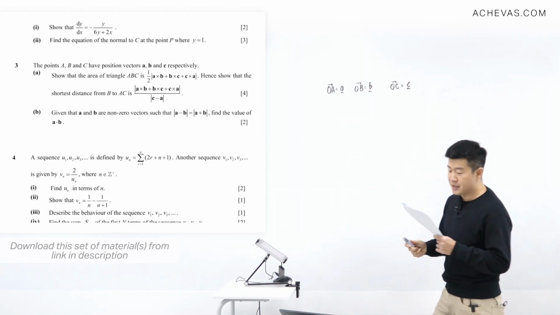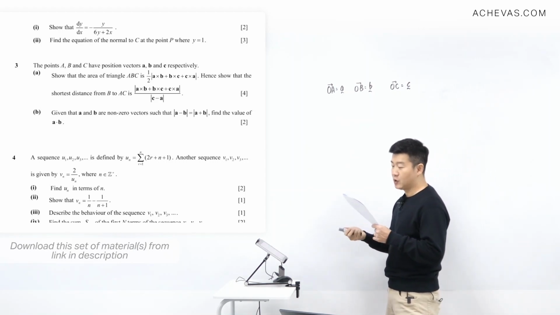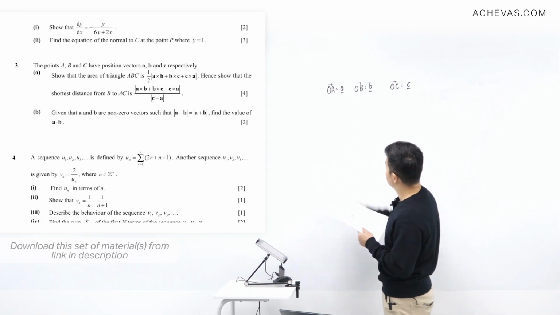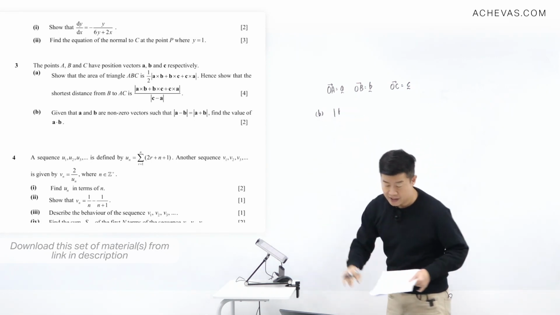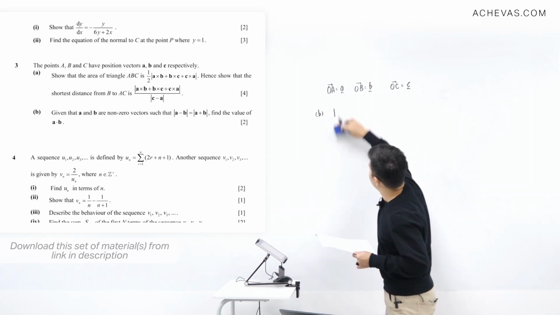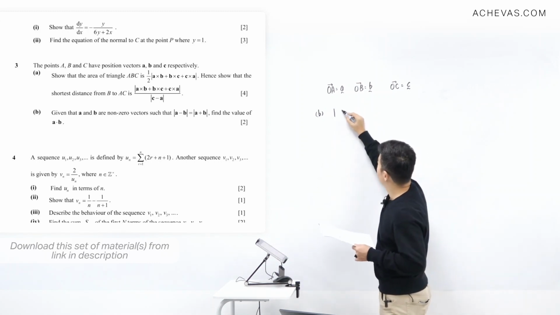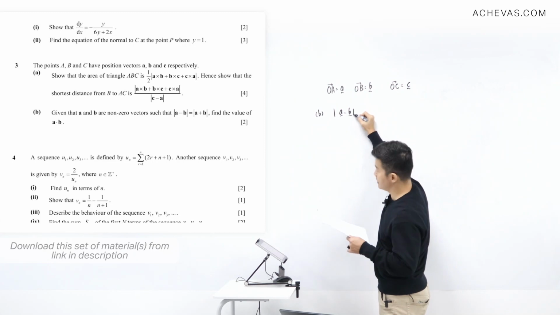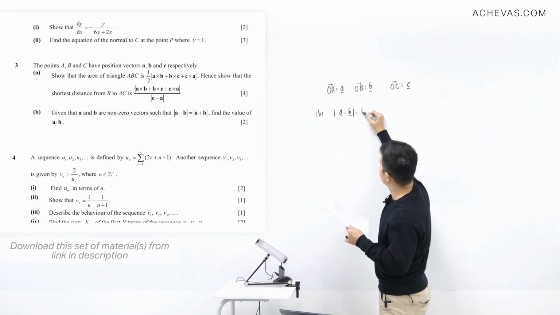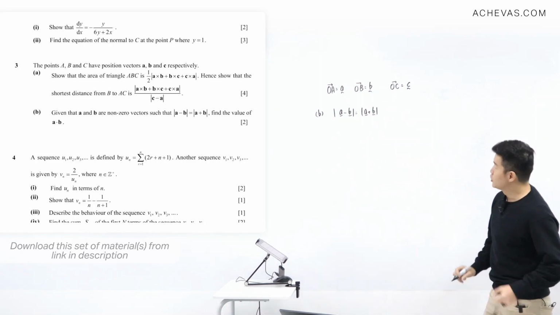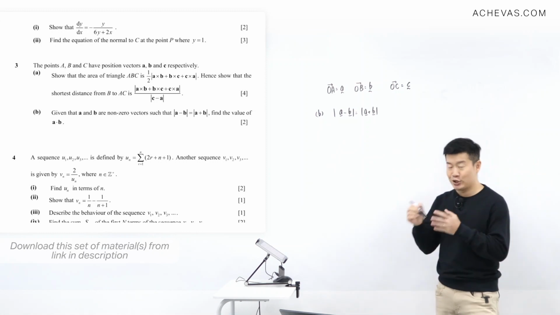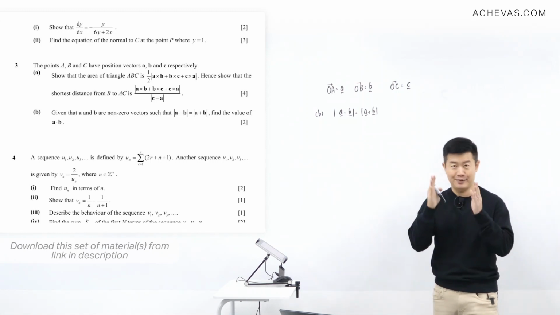So for part B, we are given that A, B are non-zero vectors such that the modulus of A minus B is equal to the modulus of A plus B. Find the value of A dot B. So we want to bring the dot product into something that has modulus.